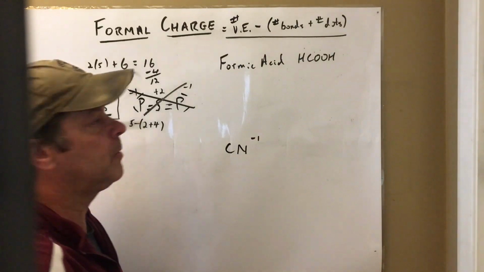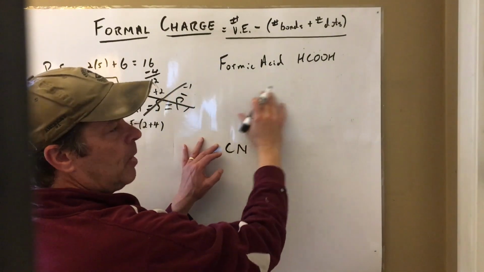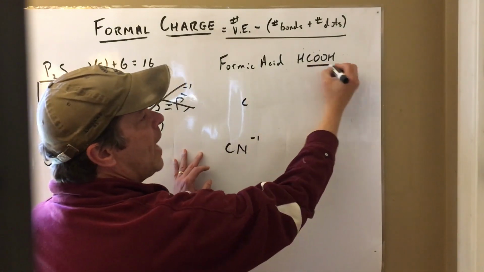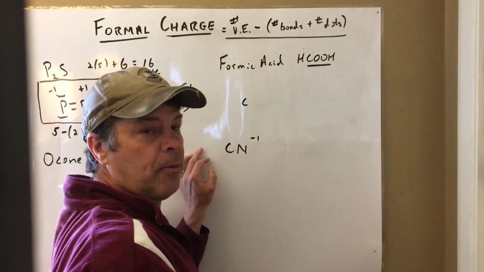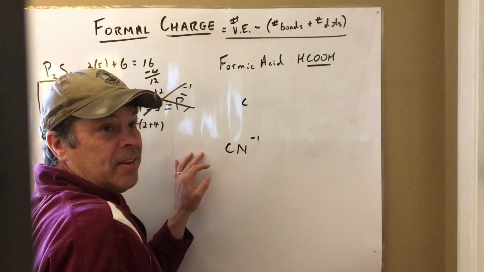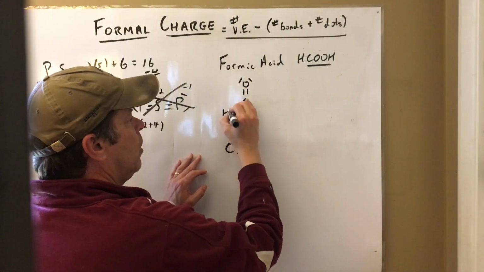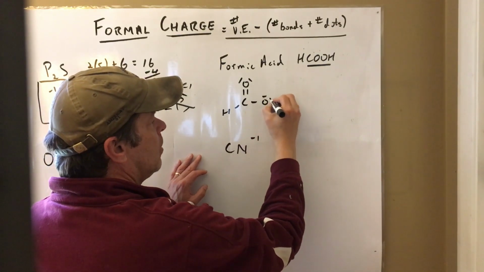Let's try formic acid. Let me just draw 2 Lewis dot structures for formic acid, that you should recognize as being formic acid. So one Lewis dot structure would look like this.